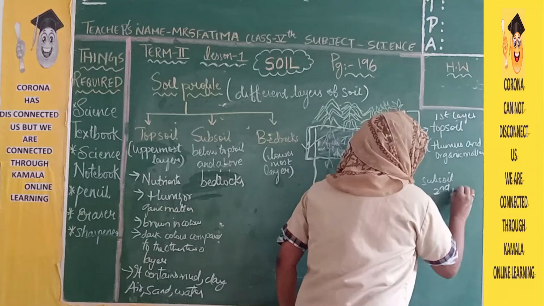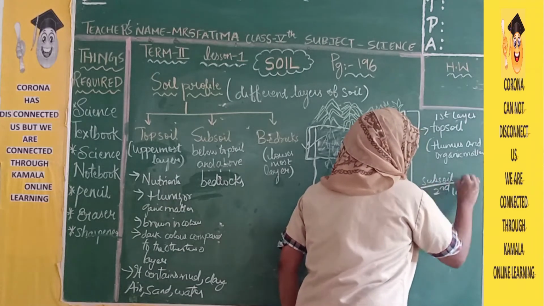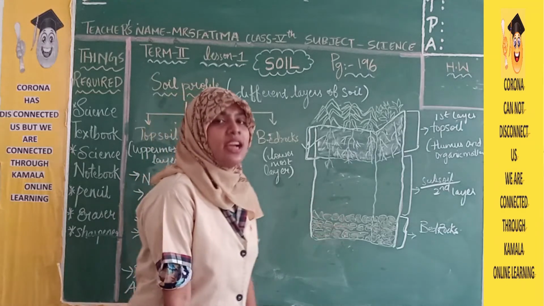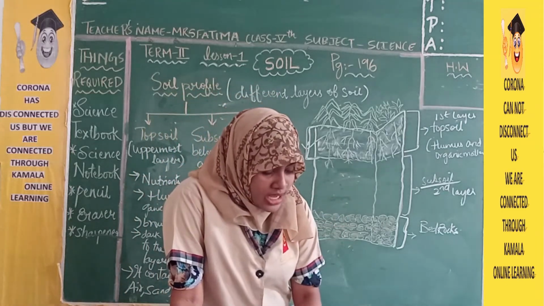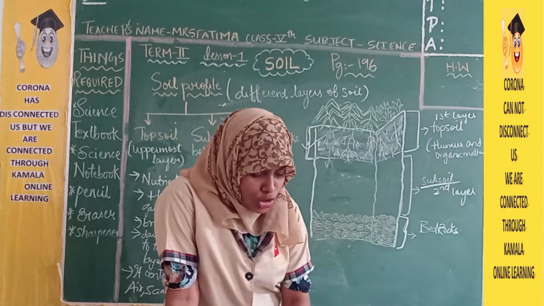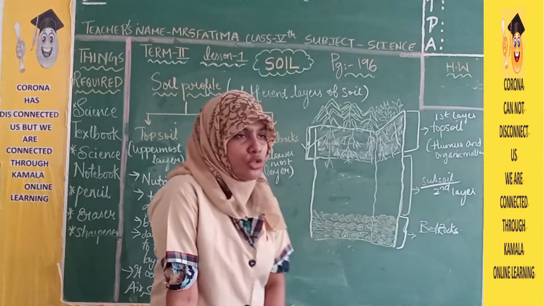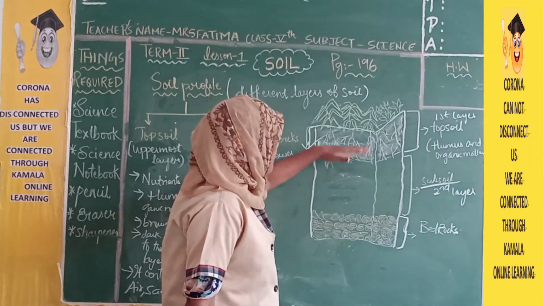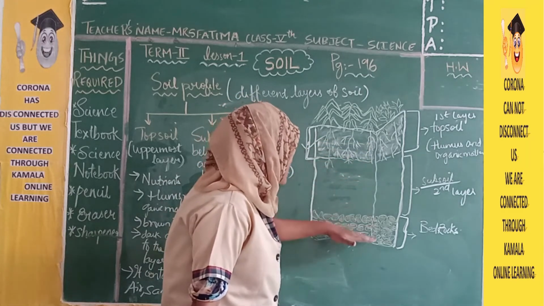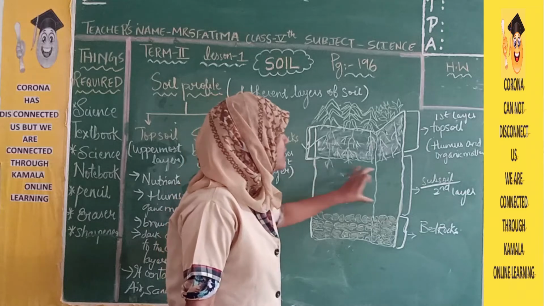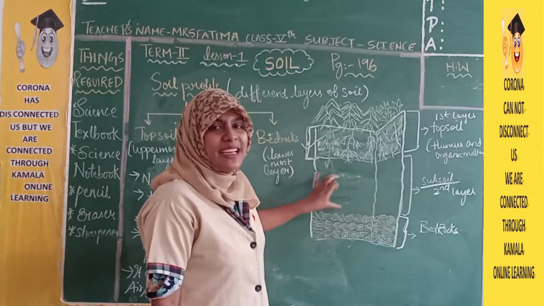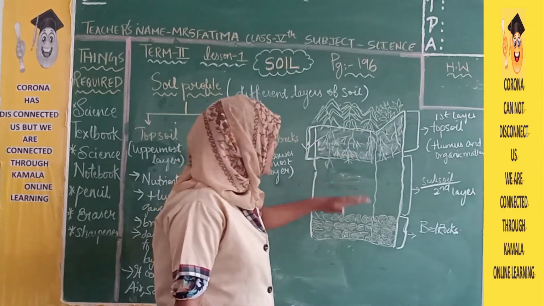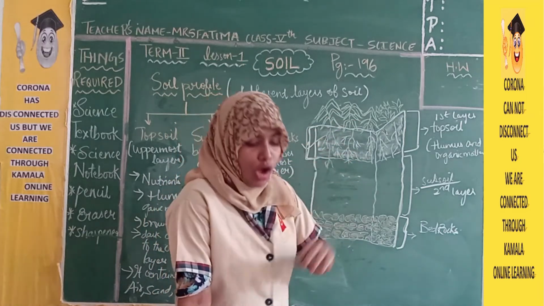This will be your second layer. That is subsoil. Subsoil is present below topsoil and above bedrock. It is in the middle, it is a middle layer. It is the second layer, present below the topsoil and above the bedrock.